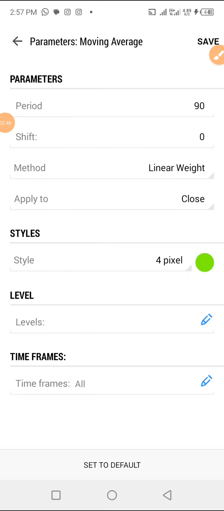The first indicator is the moving average 90 and shift 0, method should be linear weighted, then apply to close, and you can use any color of your choice. Is that clear, guys? You can use any color of your choice. But I prefer you go with the one we used now. Then you click on save.